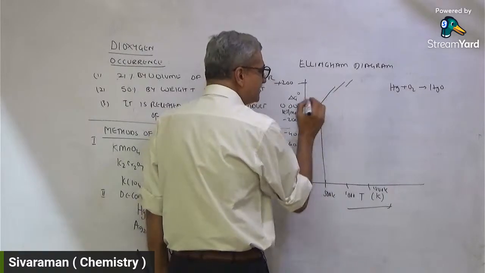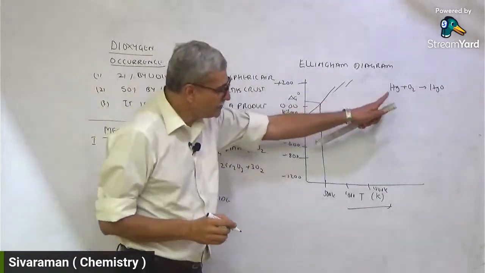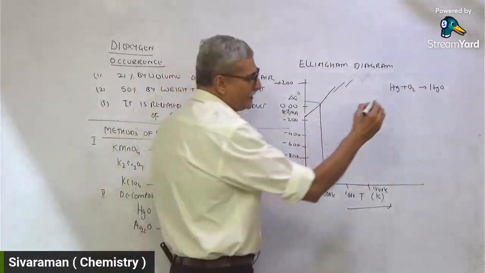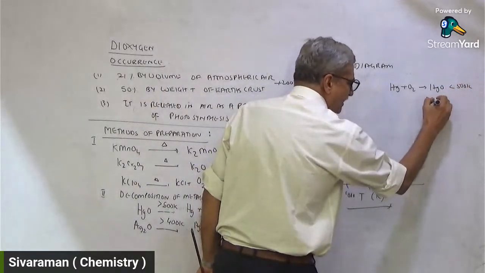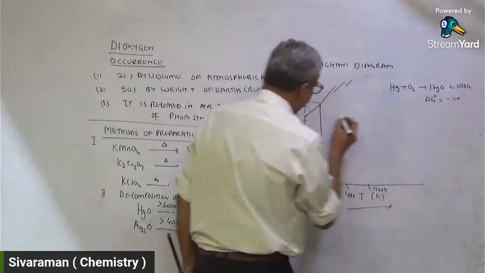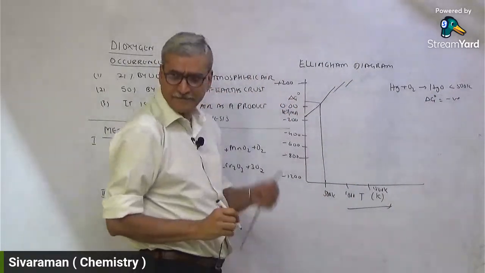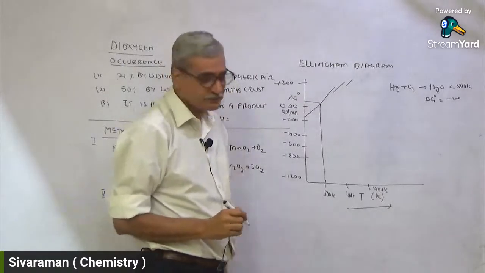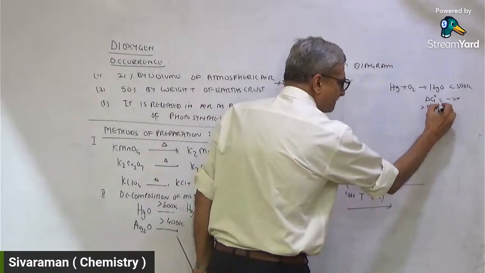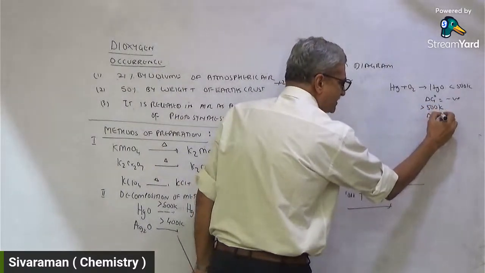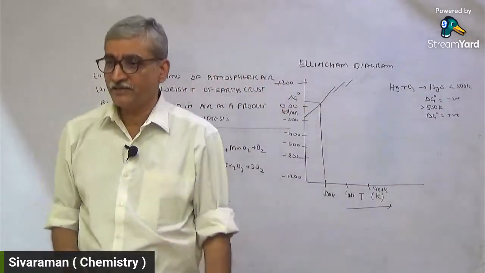So you can see Hg plus O2 at a temperature less than 500 Kelvin, delta G is negative. But greater than 500, delta G, the free energy change, is positive. So you'll say, sir, beyond that the reaction will not take place.